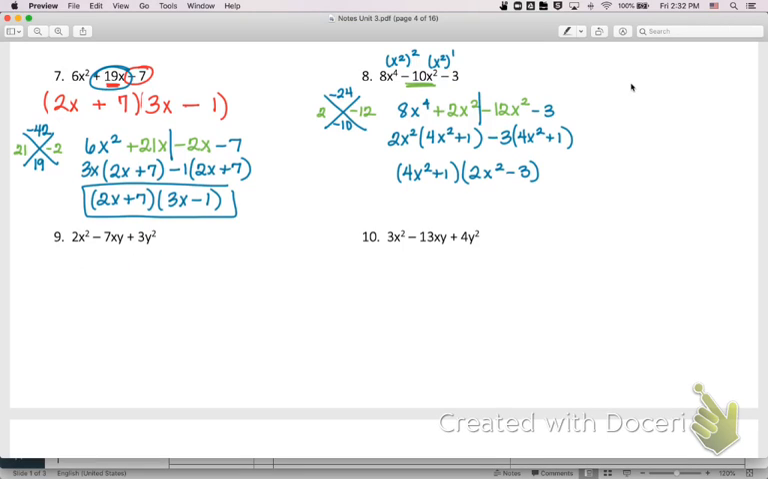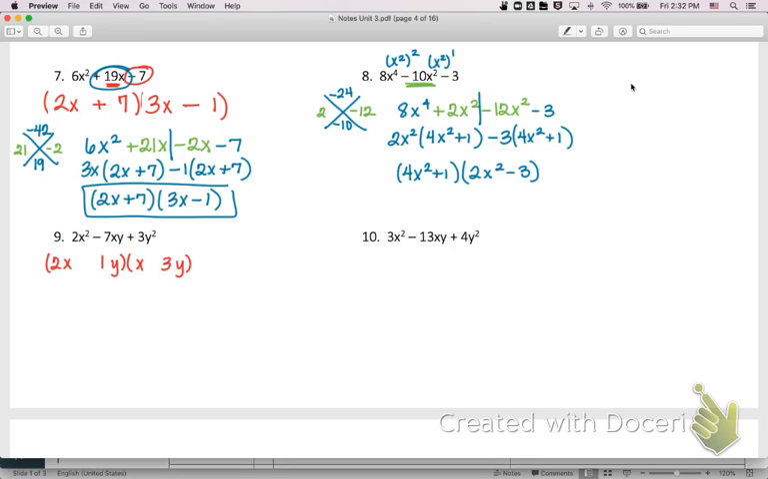But since 2 is only 2 times 1 and 3 is only 3 times 1, I would guess and check here. I know this is going to be a 2x and an x. And then I know that I need a y on both sides. That's how I'm going to get y squared. I just need to decide which one of them should be 3 and which one of them should be 1. Let's try 1 and 3.